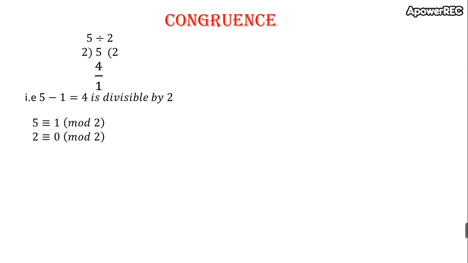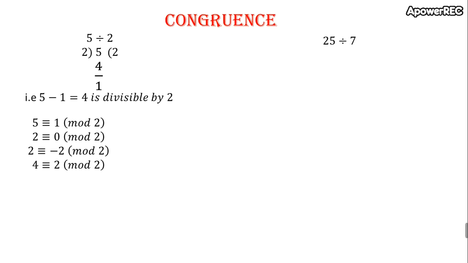Similarly, 2 is congruent to 0 mod 2 because 2 minus 0 is 2, which is divisible by 2. And 2 is congruent to minus 2 mod 2 because 2 plus 2 is 4, which is obviously divisible by 2. And 4 is congruent to 2 modulo 2 because 4 minus 2 is 2, and 2 is divisible by 2. Moreover, 4 is congruent to 0 modulo 2 because 4 is clearly divisible by 2.